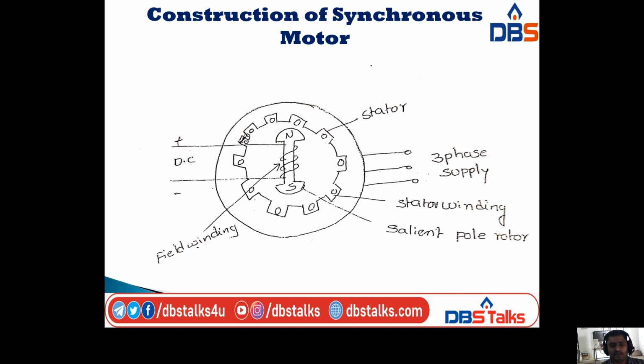This is the diagram for the construction details of synchronous motor. Here we have two poles, one north pole and another south pole, and we have the stator and rotor. The stator consists of slots which carry the stator winding. If you observe this diagram, you will understand. The rotor consists of the field winding, and this field winding is excited by the DC supply. The rotor winding is supplied with DC, and the stator winding is supplied with three-phase supply.